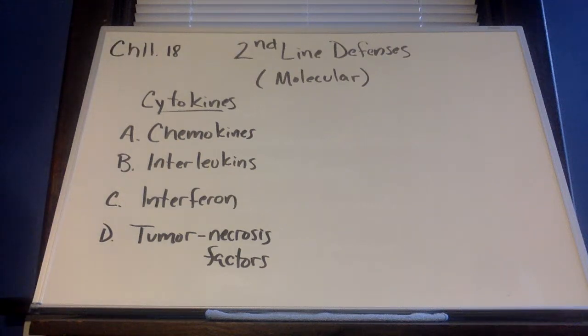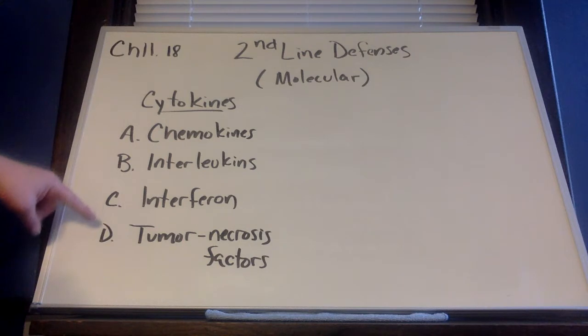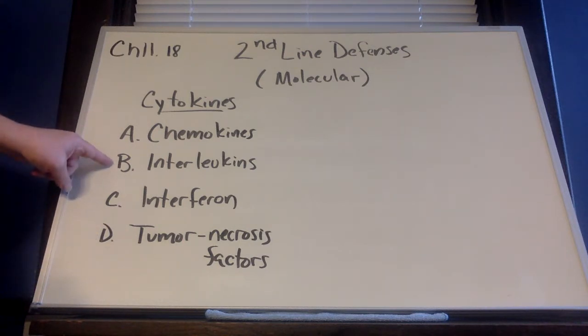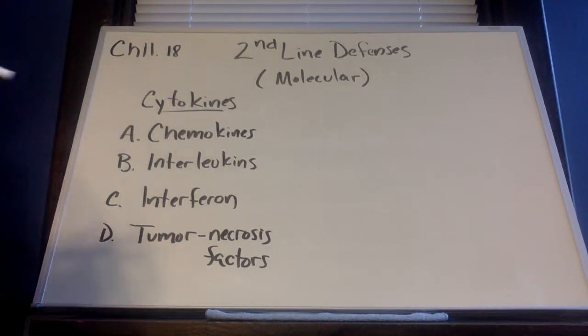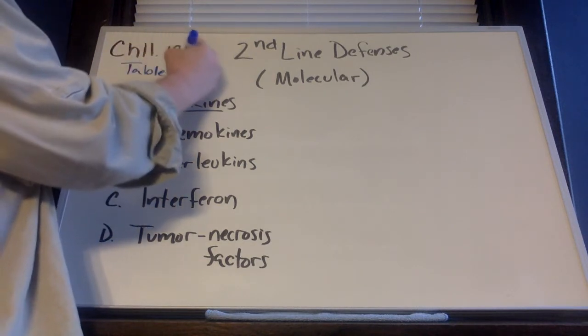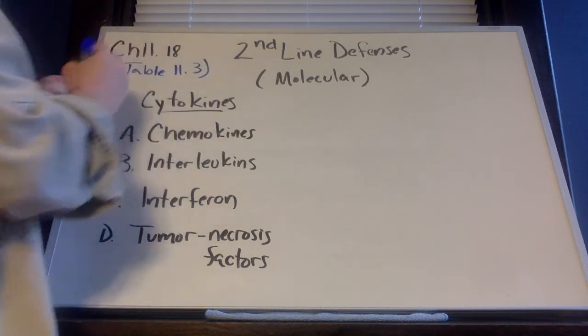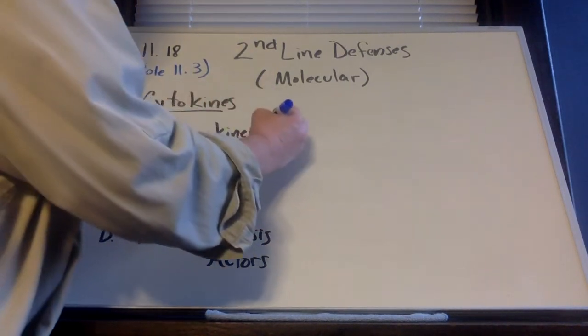Okay, our first chemical group that we're going to talk about in our second line defenses are called cytokines. There are 4 different types of cytokines: chemokines, interleukins, interferon, and tumor necrosis factors. Each of these has their own independent role. You can also see these details in table 11.3. I'm going to give a quick synopsis, but this is also in the reading as well as in this table. One of the roles of chemokines.